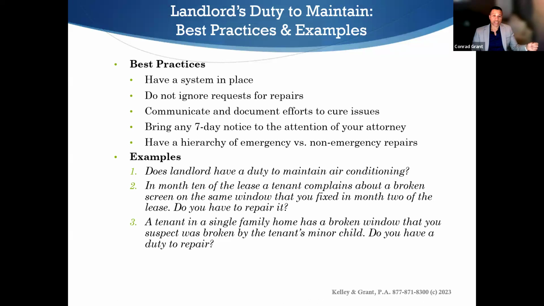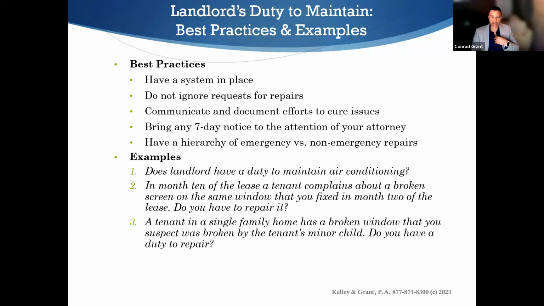In month 10 of the lease, a tenant complains about a broken screen on the same window that you fixed in month 2 of the lease. Do you have to repair it? The law says you have to repair screens once every 12 months during a lease. So if you already repaired it, you don't have to do it again.